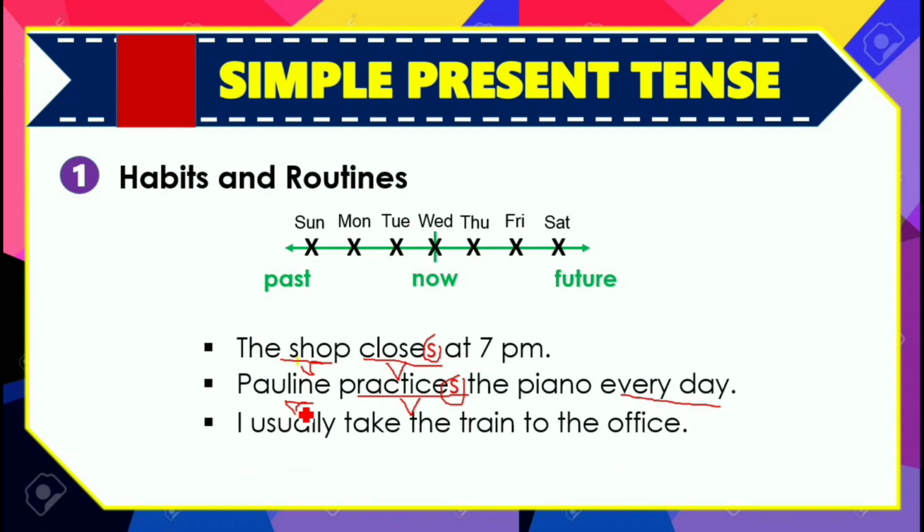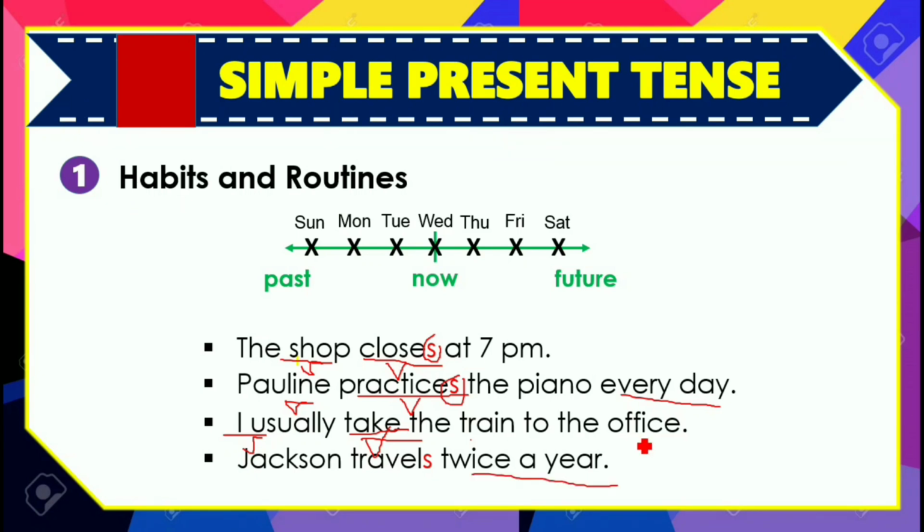Another example is I usually take the train to the office. So it's a routine, and whenever he goes to the office, he takes a train. So I is our subject, which is plural, while take is our verb, which is also plural. So remember, there is no s. Jackson travels twice a year. That means that every year Jackson travels twice. So Jackson is our subject and our verb is travels. Now because our subject is singular, we need to add an s to our verb.